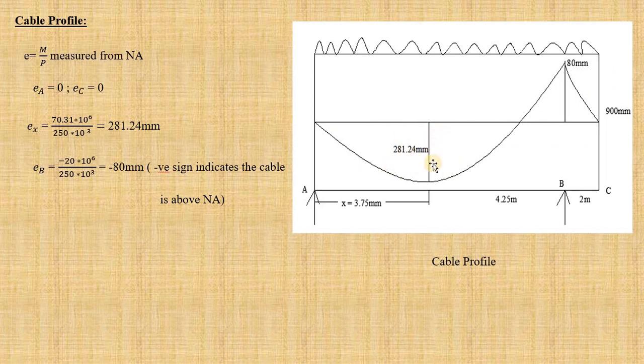But for this cable profile we should find the eccentricity. Again for those four points we should find the eccentricity, that is at A, at X, at B and at C. What is the eccentricity value? As a formula, it is M by P. For A and C we know the M value is 0. So EA equal to 0, EC will be equal to 0. Next is EX.